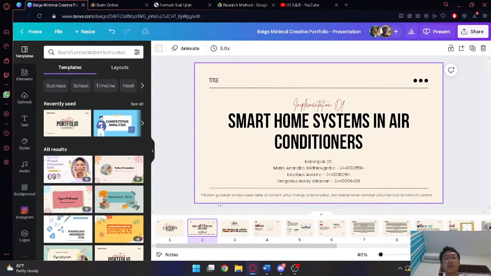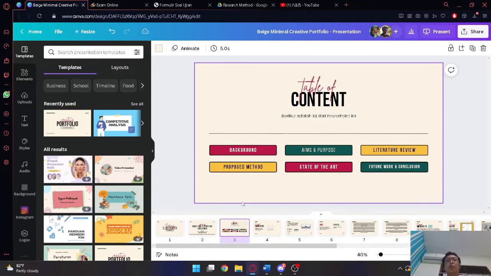First off, let me introduce you to my group. My group consists of me, Mario Anadito Widinugroho, and Gregorius Henry Wirawan, who unfortunately cannot record today because, at the time of recording, he is currently at the hospital. I'm going to explain three of the table of contents, and the rest will be explained by Mario.